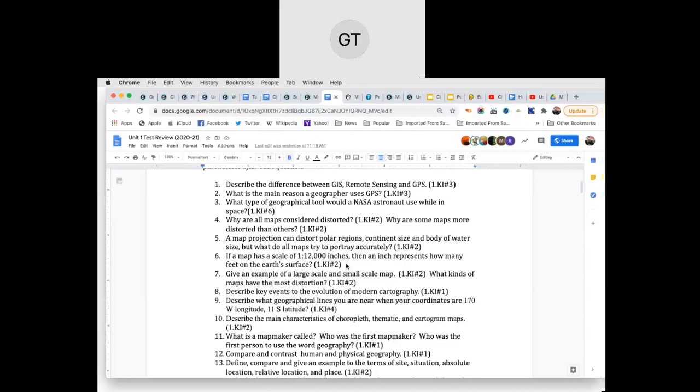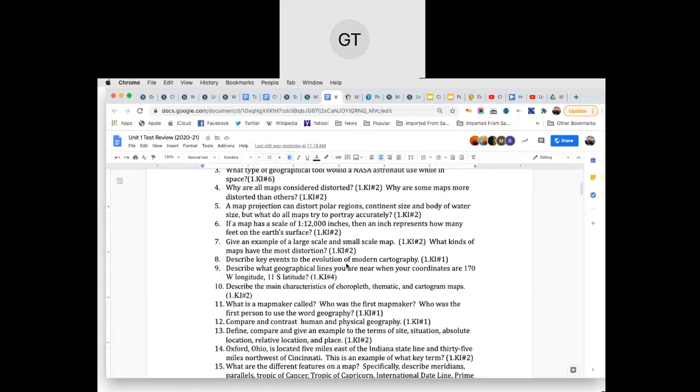If a map has a scale of 1 to 12,000 inches, then an inch represents how many feet on the Earth's surface. Again, you need to make the conversion from units of inches to units of feet. And to do that, there are 12 inches in a foot. So you take that 12,000 divided by 12, and you have 1,000 feet is the answer. So again, divide that 12,000 inches by 12 inches, and then you'll get 1,000 feet.